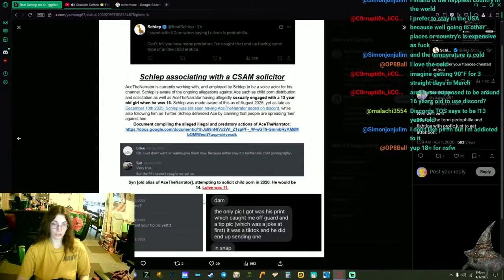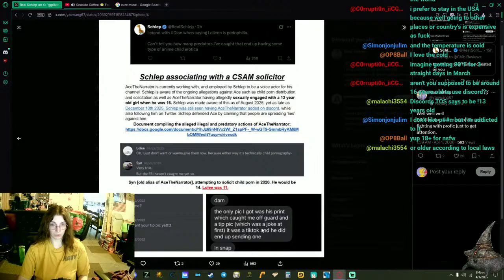18 plus for NSFW. I know that just from our Discord server. The only pic I got was his print, which caught me off guard, and a tip pic, which was a joke at first. It was a TikTok, and he did end up sending one. In Snap. See, we were talking about the Snapchat earlier, man. That shit's nuts. Or older according to local laws.